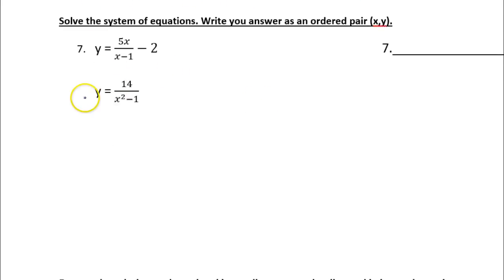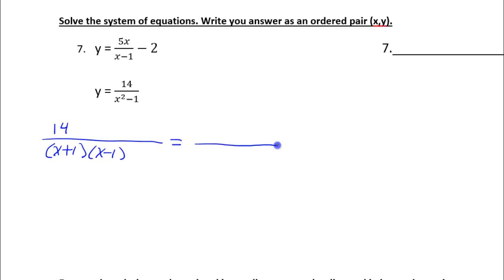So it looks like we're starting with a system. When you have two separate equations in this form, you can set them equal to each other since they both equal y. So that's going to make this become 14 over, and you know what, I'm going to go ahead and factor this. So that's the difference of two squares. So that's x plus 1 times x minus 1. So I've got that. And that should equal 5x over x minus 1. Alright, now I've got this minus 2.